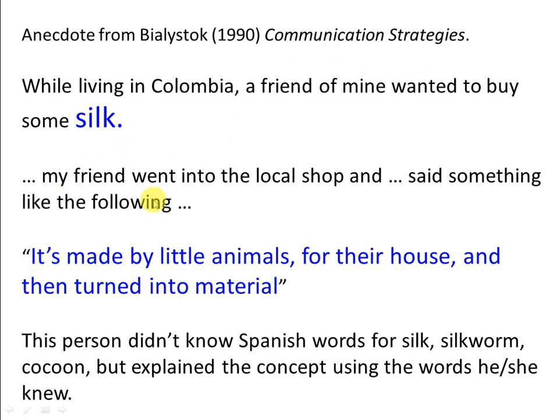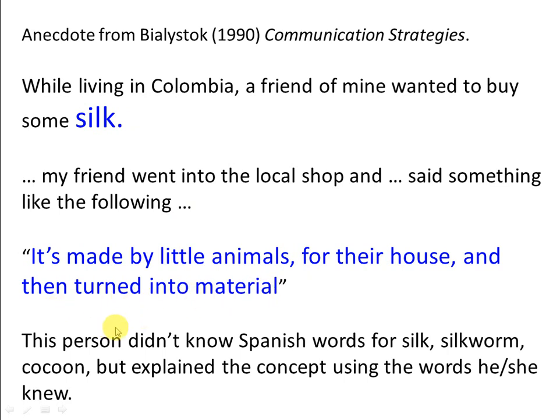So this friend went into the local shop. This friend wanted to buy some silk, and says something like the following, in Spanish, I think. This friend didn't know the Spanish word for silk. So this friend instead said something like this in Spanish: It's made by little animals for their house and then turned into material.